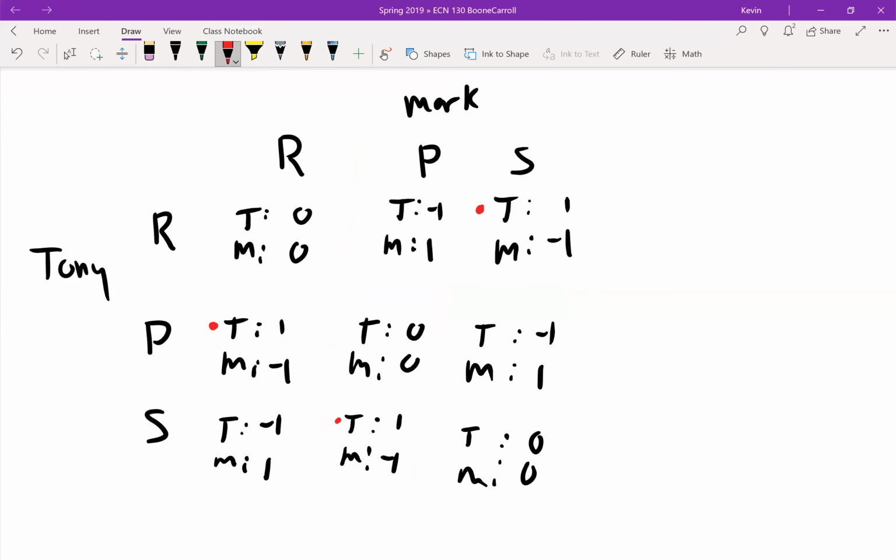And we can do the same thing for Mark. If Mark knows that Tony picks rock, Mark will pick paper. If Mark knows that Tony does paper, Mark will do scissors. And if Mark knows that Tony does scissors, Mark will pick rock.